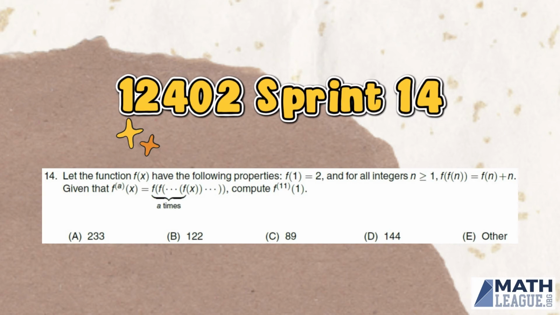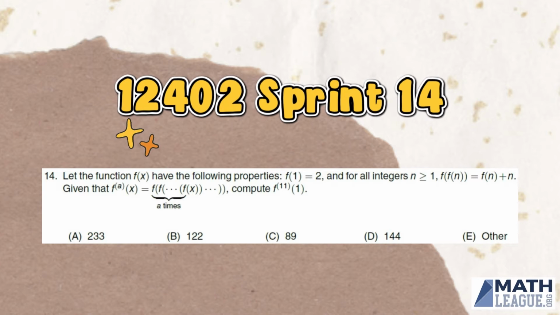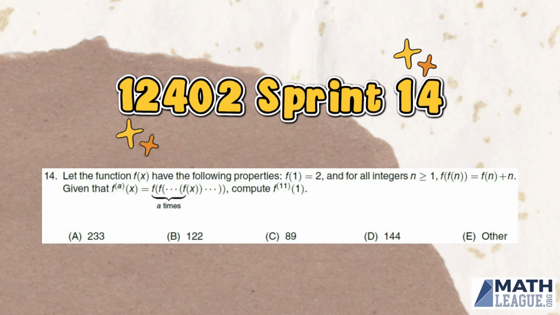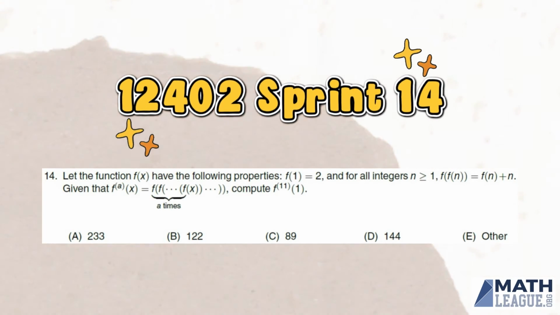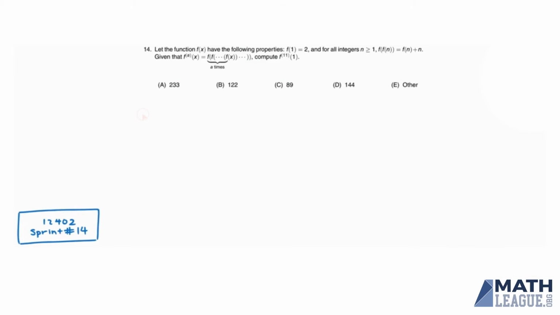So typically, when you have these kinds of functions within functions, or a bunch of functions that relate to each other, the first thing you should do is try to substitute simple values so you can deduce a pattern and induce the rest of the problem. For this problem, let's start with the fact that they gave us f of 1 is equal to 2. The next step is to take the second statement they gave, which is f of n is equal to f of n plus n.